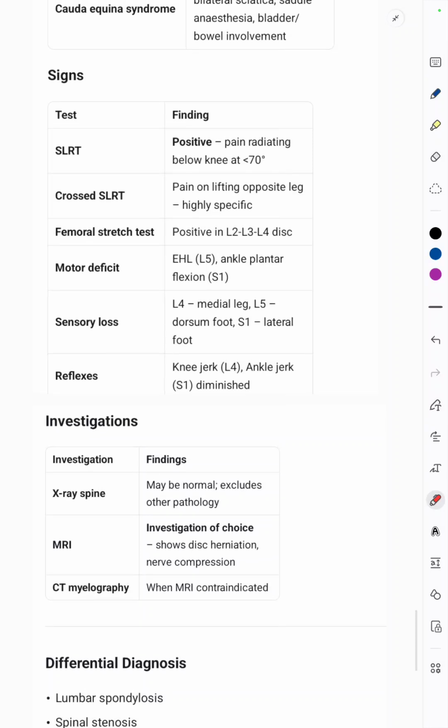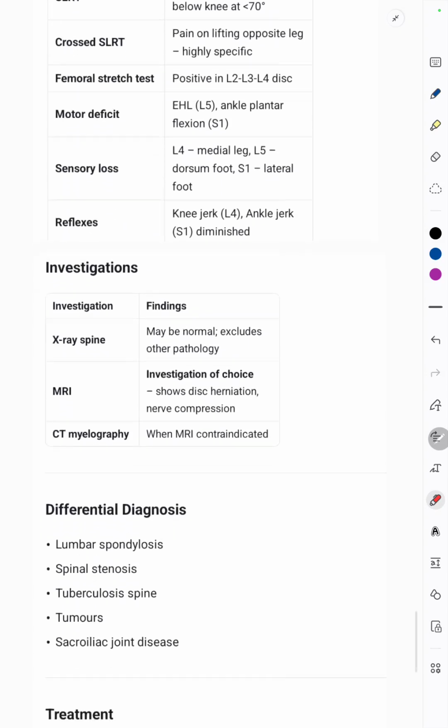What are the tests that we can perform? The straight leg raise test is positive, that is, the pain radiates below the knee when we raise the leg at less than 70 degrees. Crossed straight leg raise test is positive when there is pain on lifting the opposite leg. Then the femoral stretch test is positive in L2, L3, L4. Motor deficit is present in the L5 region in extensor hallucis longus. Sensory deficit is along the medial leg, the dorsum of the foot, and the lateral foot. And reflexes like the knee jerk or the ankle jerk are diminished.